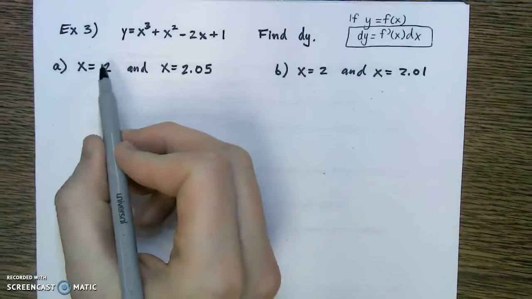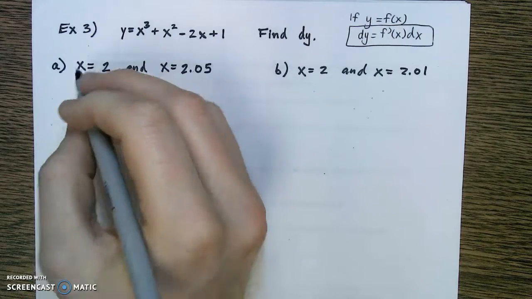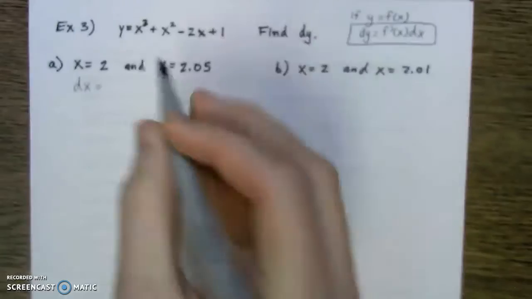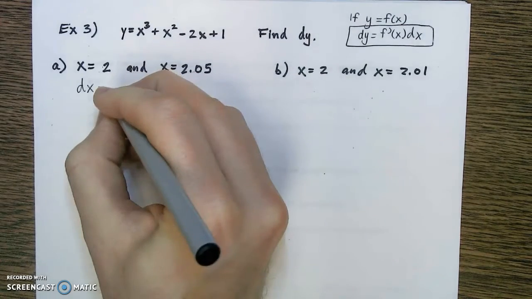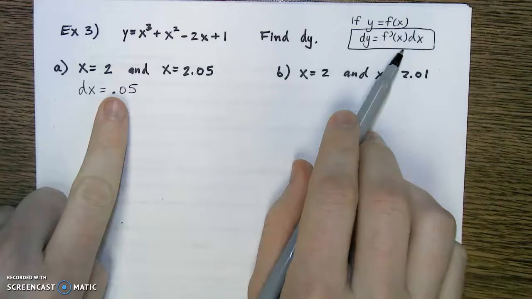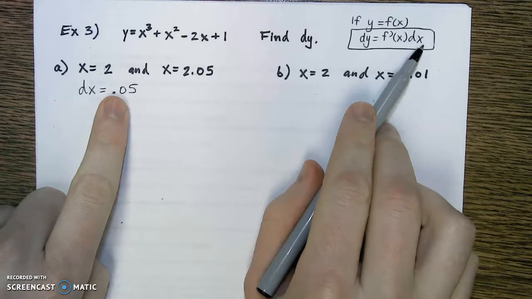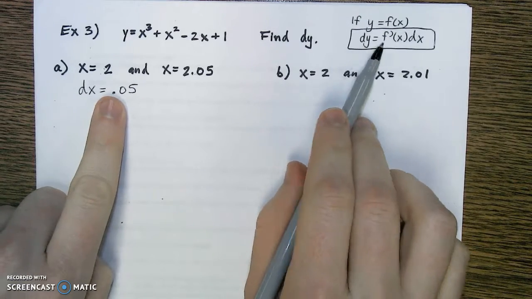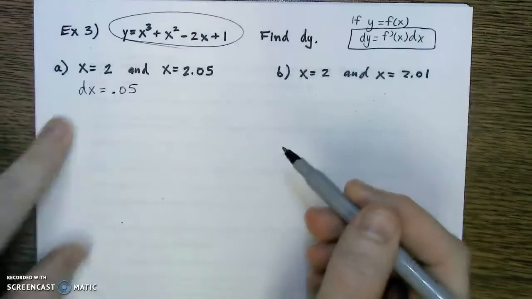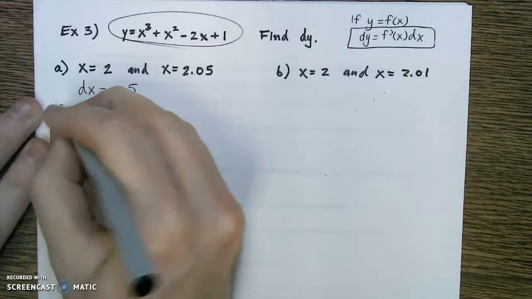Here, like I said, they're giving you two x values, so they're telling you the change in x, or dx. The change in x from 2 to 2.05 is 0.05. So I've got a dx that I can plug into the equation. I'm looking for dy, so I need an f prime of x, and they tell me f, so we're going to find the derivative of that.